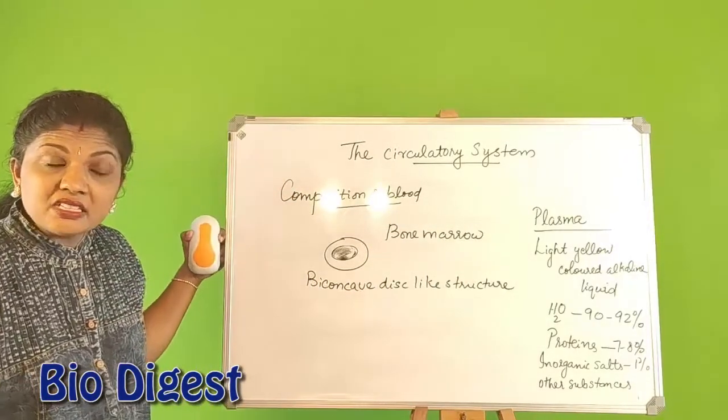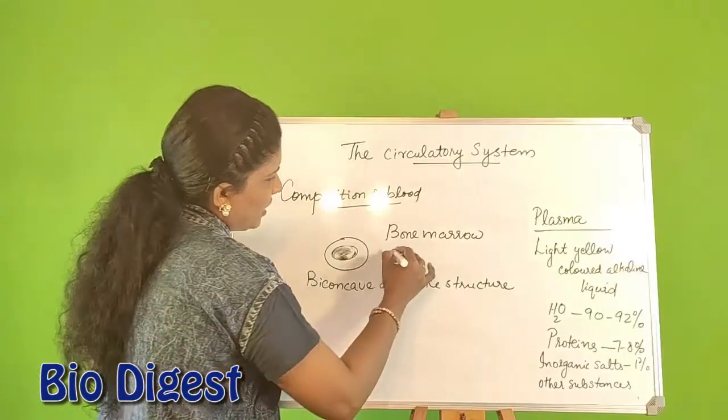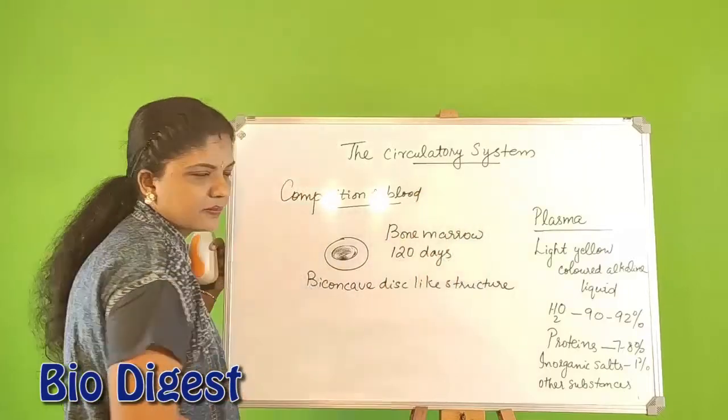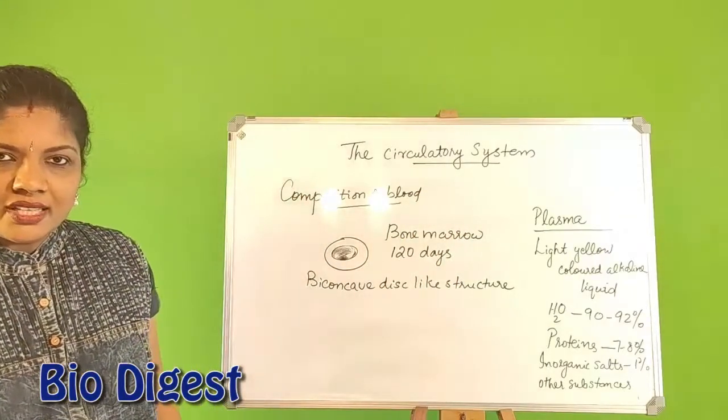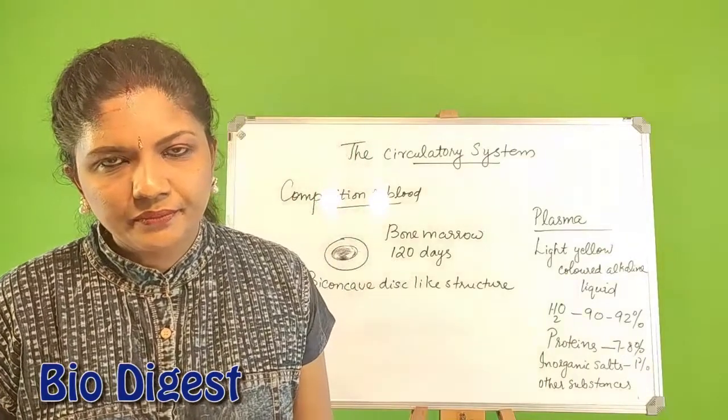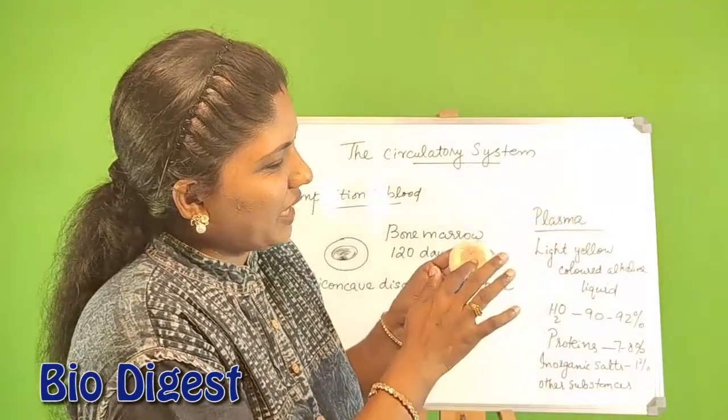What is the average lifespan of an RBC? The RBC's lifespan is actually 120 days, after which they will be destroyed in the liver and in the spleen. So this is the shape of an RBC.